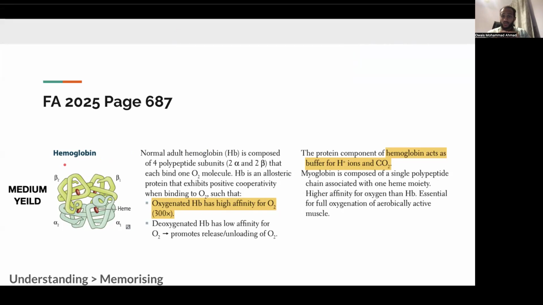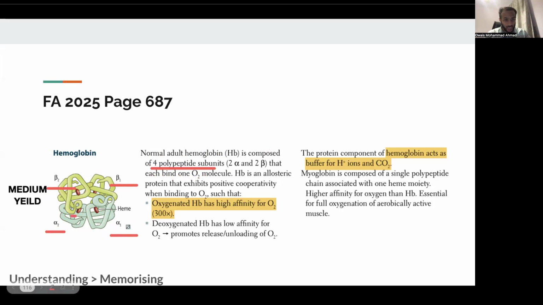Now I'm going to be asking you guys a quick question. How many subunits do you think hemoglobin is made out of? If you're saying four, that's completely correct. The normal adult hemoglobin is made of four polypeptide subunits. Two are alpha, two are beta, as shown in this photo. One, two, three, four. And each binds one molecule.